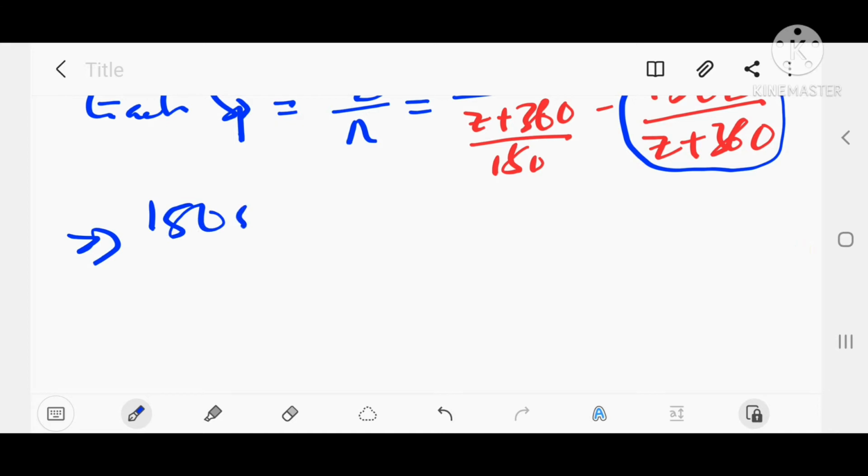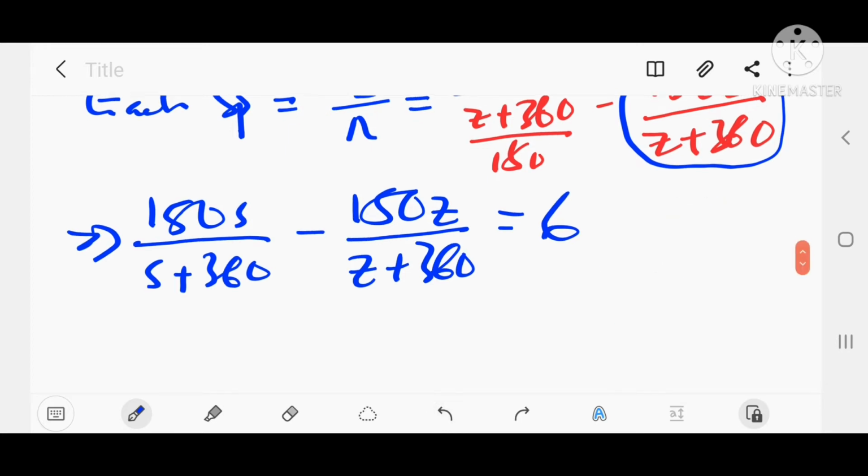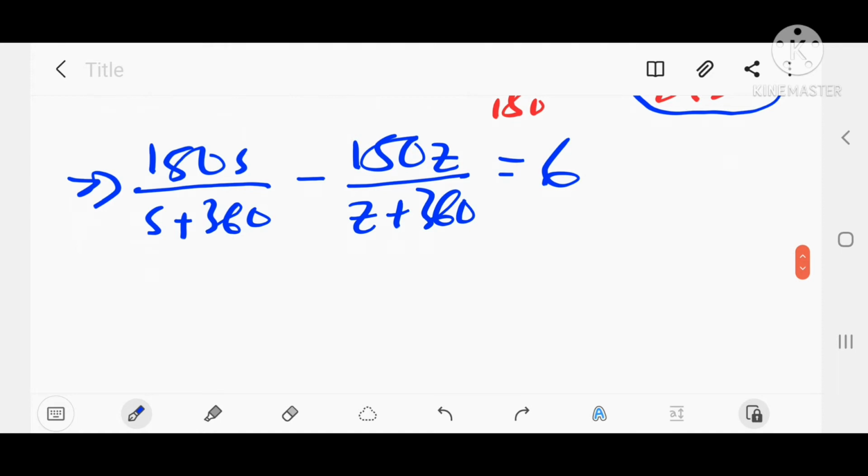So we have 180s on s plus 360 minus 180z on z plus 360 equals 6. Okay, so we break this down. To simplify this, we just multiply through by the LCM, and this is the LCM. The two denominators, multiply through by the LCM.